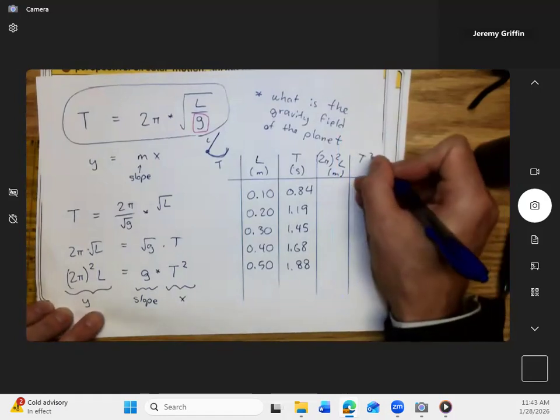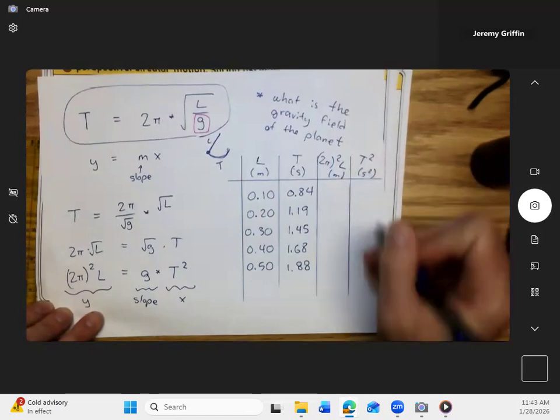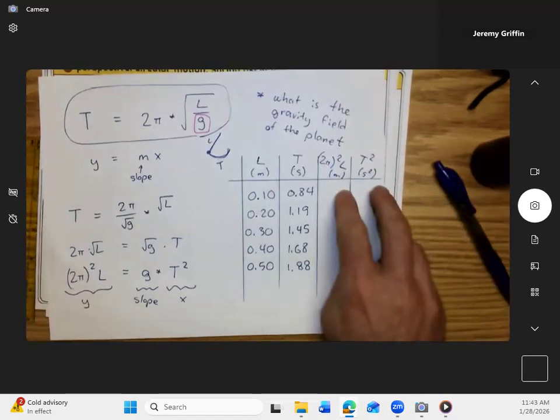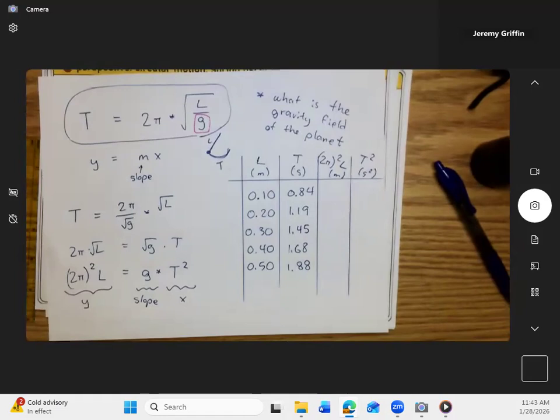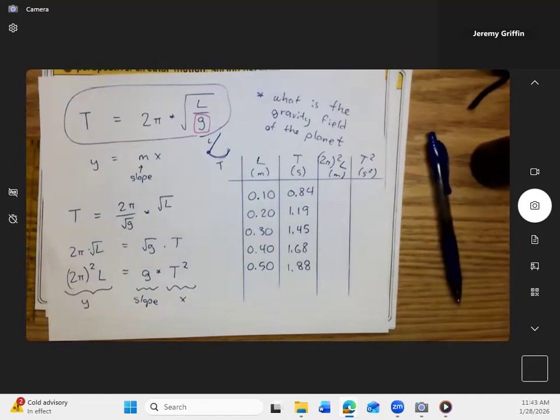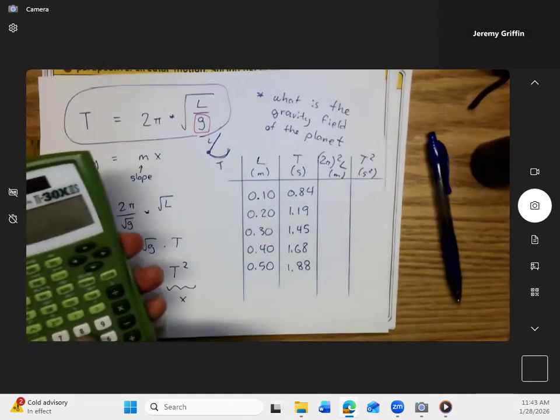Time squared. That'll be in square seconds. So, okay, we do have to calculate all this. I know this is kind of a funny long process, but this is right up AP's alley. This is exactly the way they would ask you this question. All right, so let's do that.